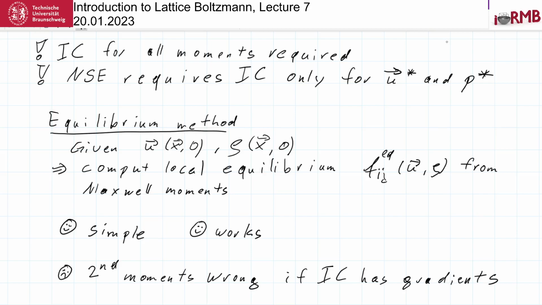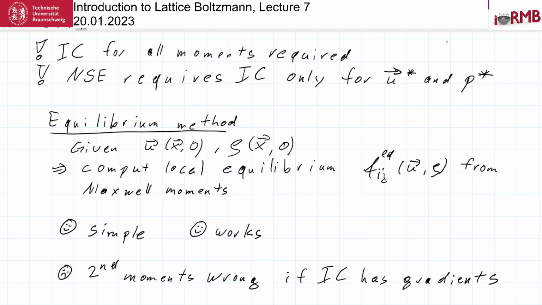We spent a lot of time with this asymptotic analysis to see that the moments contain information on the gradients of, for example, velocity and other things, right? And so if our initial condition is one that is not constant everywhere, but has some gradient, then this initial condition will not be correct if we set it by equilibrium. And this means that in the beginning of the simulation, we have something that is not correct.